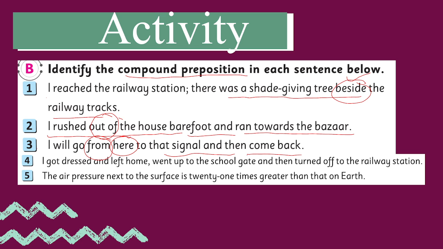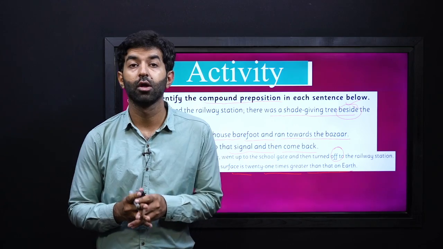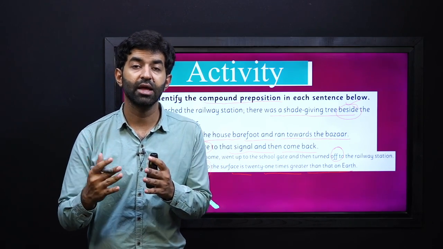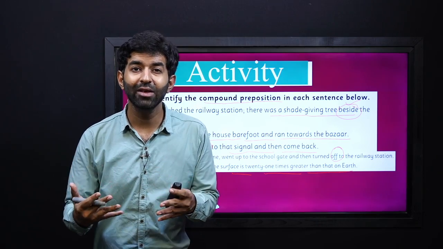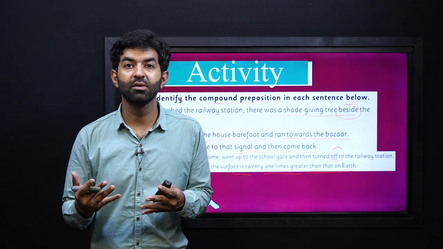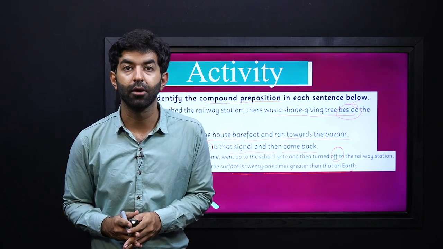"Went up to the school gate and then turned off to the railway station." "Up to" and "off to." So these are our two prepositions which we call compound prepositions. "The air pressure next to the surface is 21 times greater than that on Earth." "Next to" is our example of a compound preposition. This is telling us relationship, spatial relationship. This is telling us place, direction, how and why something is happening and in what manner it is happening.